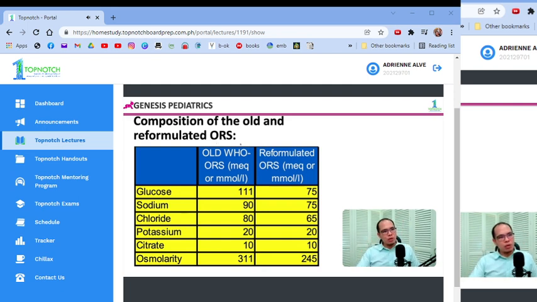And please do take note of the difference. The old Orisol and the new Orisol, it's called your reduced osmolarity ORS, from 311 to 245. This is very important. They ask this in some exams. I think 3 years ago, lumabas yung question na to. So ano yung difference ng osmolarity ng old sa reformulated?